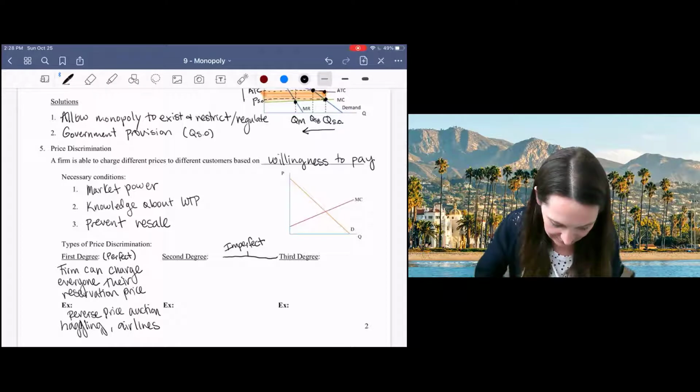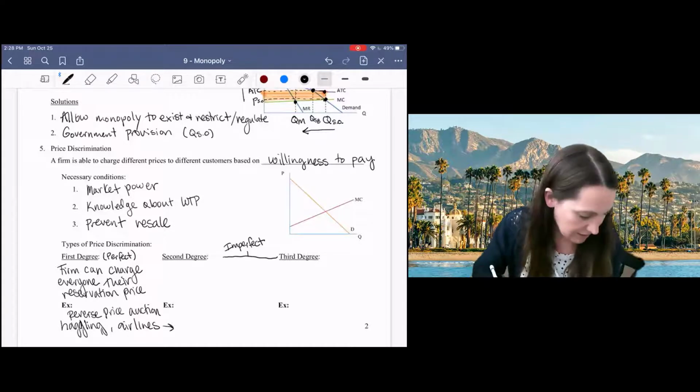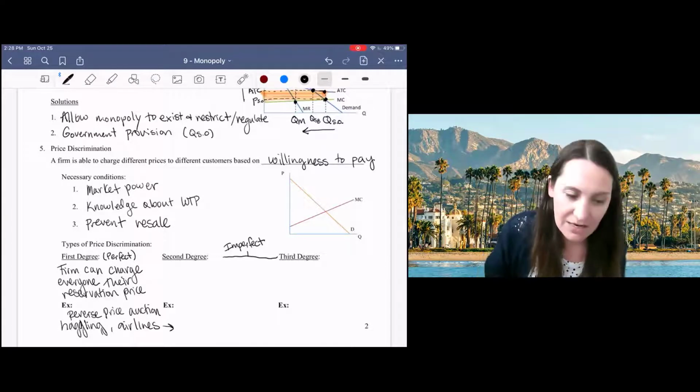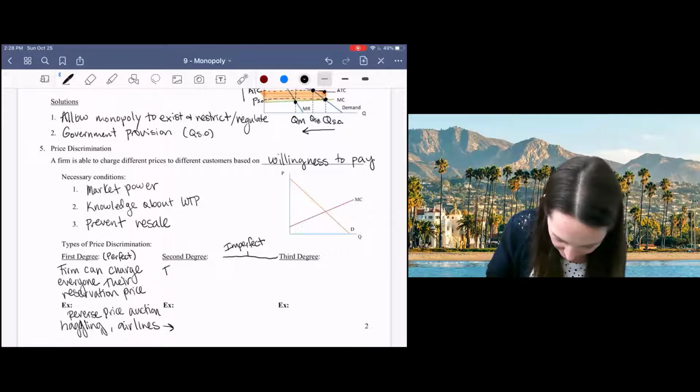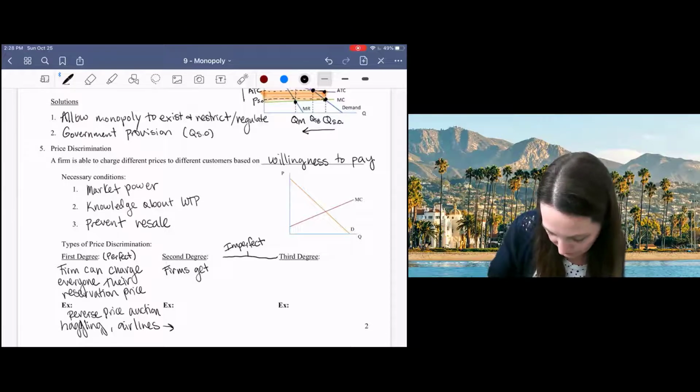And this kind of pricing bleeds into second degree price discrimination, where firms get consumers to self-sort into groups.